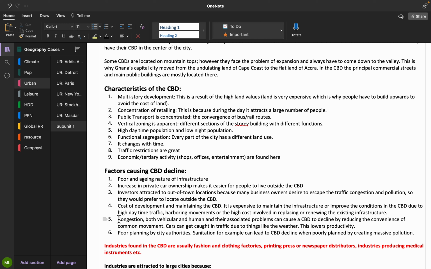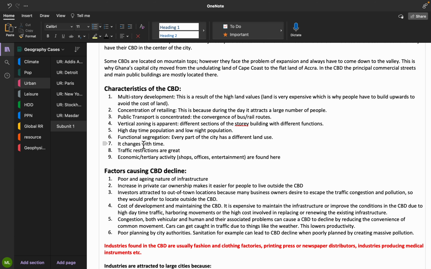So first thing is they have multi-story development. As I said before, you would only see tall buildings. You wouldn't see single one to two floor houses. You would see a bunch of buildings with over 20 floors. You would see a concentration of retailing, a lot of shops there, high order goods. You would also see a concentration of public transport, whether it's buses, trains, and trams. And vertical zoning is apparent. How the city is separated from its services, how it's separated from the residential areas is very apparent if you see the map from a spherical view.